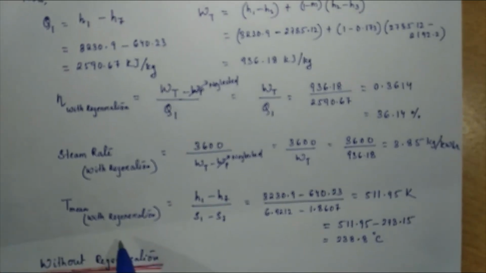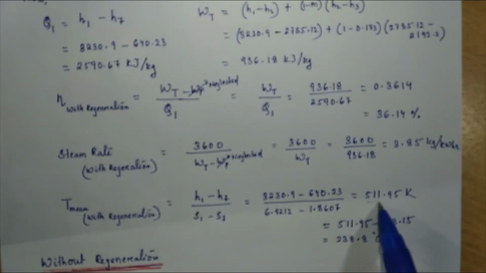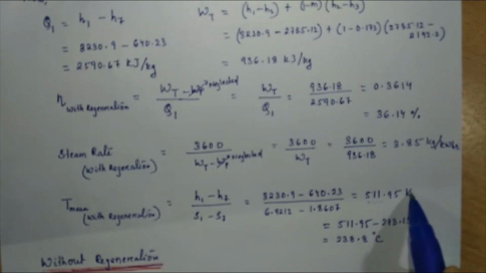Mean temperature is (H1 minus H7) by (S1 minus S7). By substituting this, we get the temperature value to be this, but we get it in Kelvin. So subtract 273.15 and you get this value in degree Celsius.